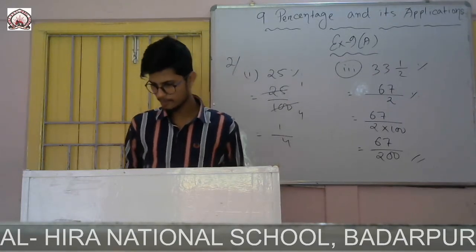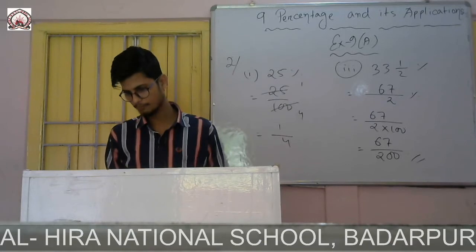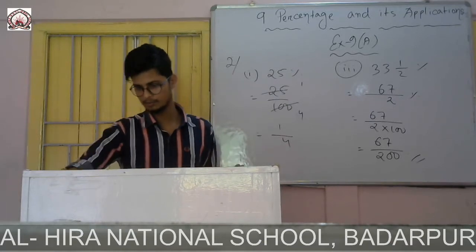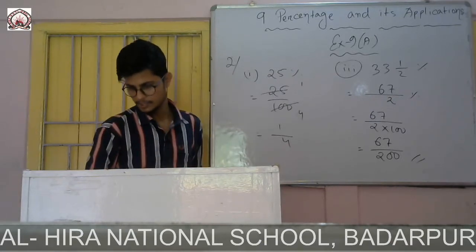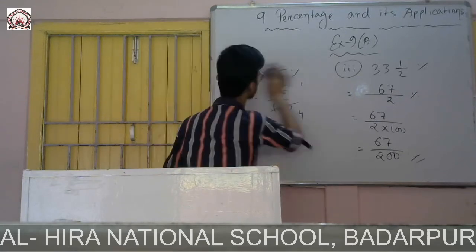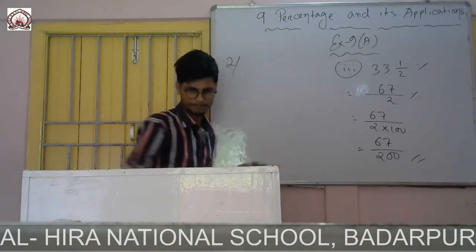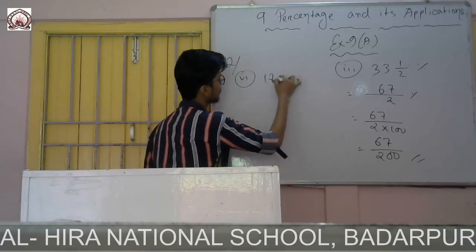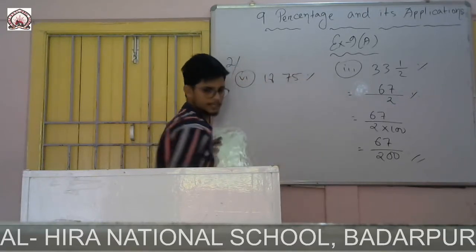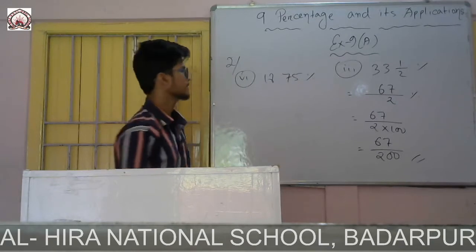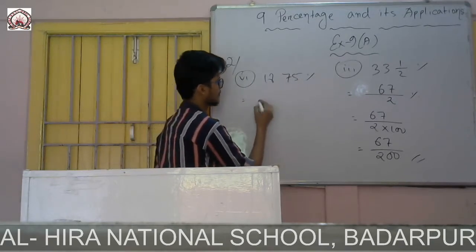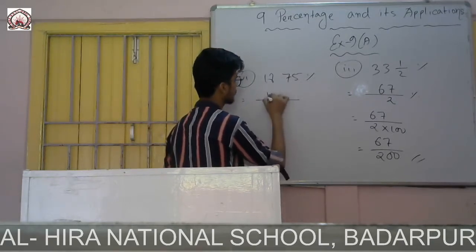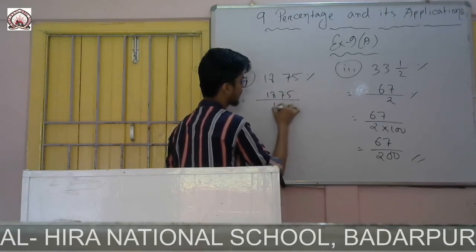Now Roman number 5 is the same. Let me do Roman number 6, 18.75%. First of all, let me write it as a fraction, it will be 18.75 by 100.